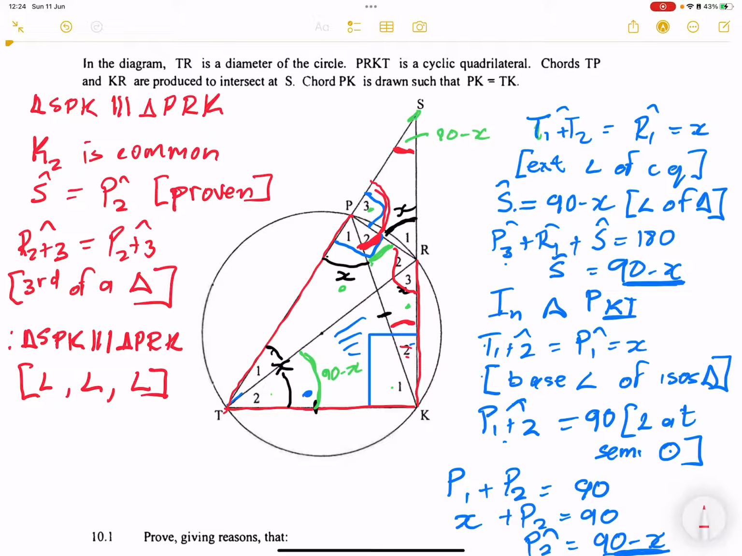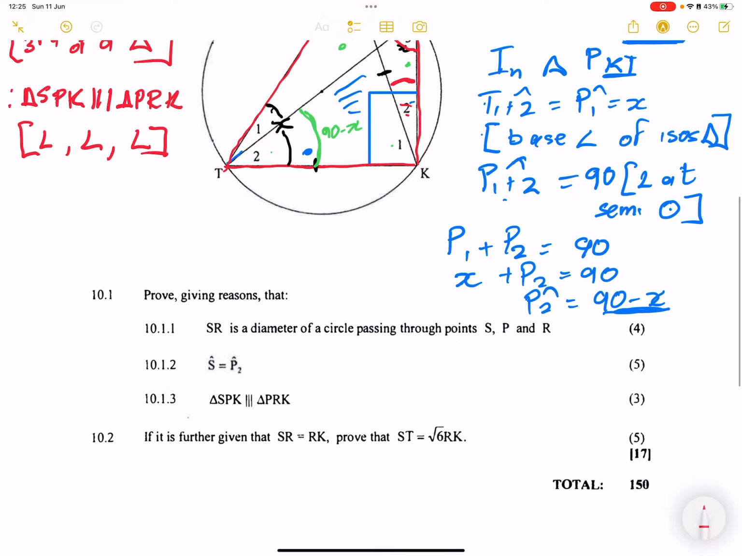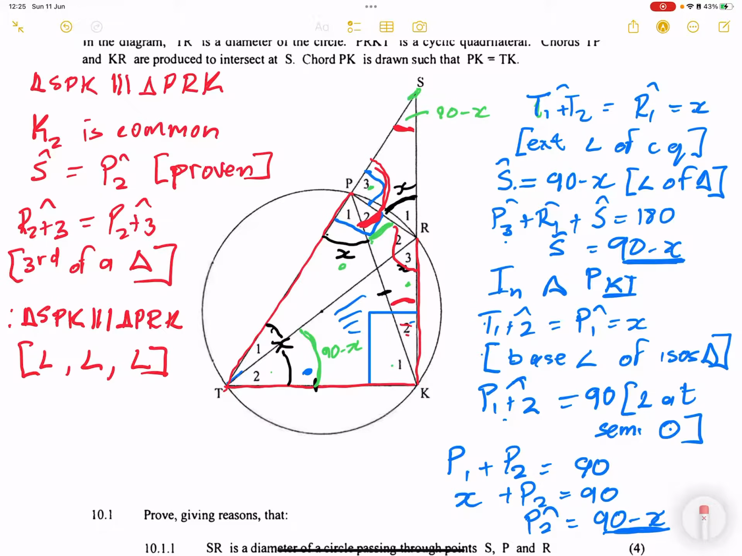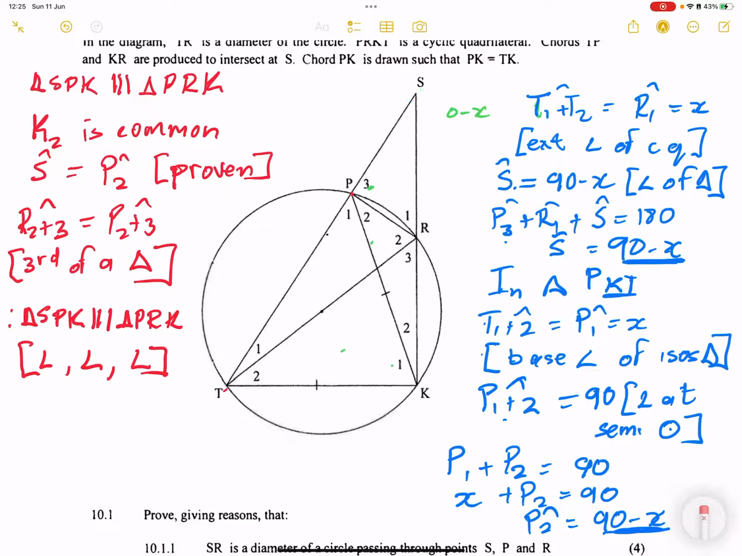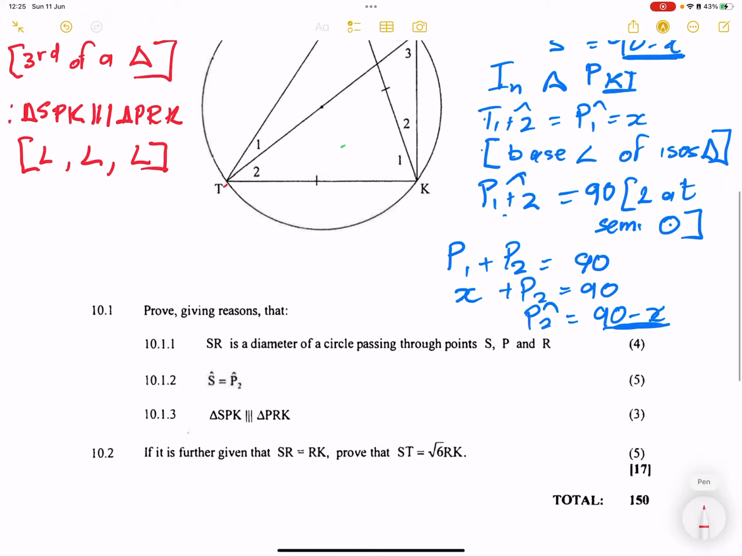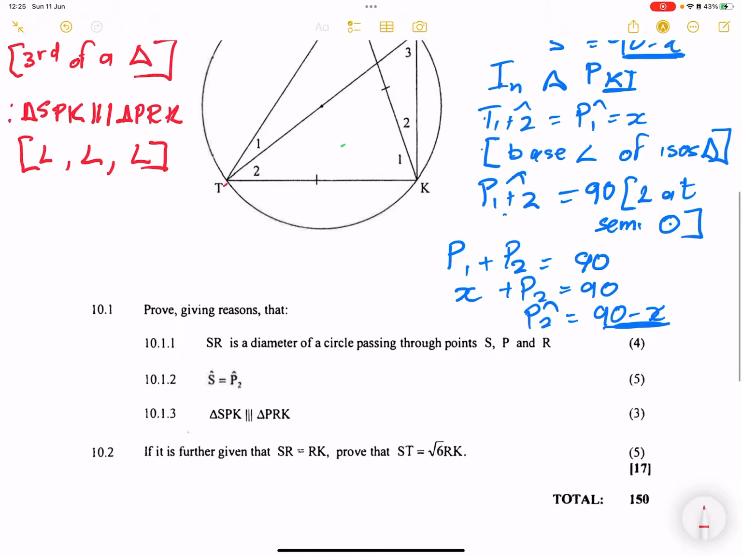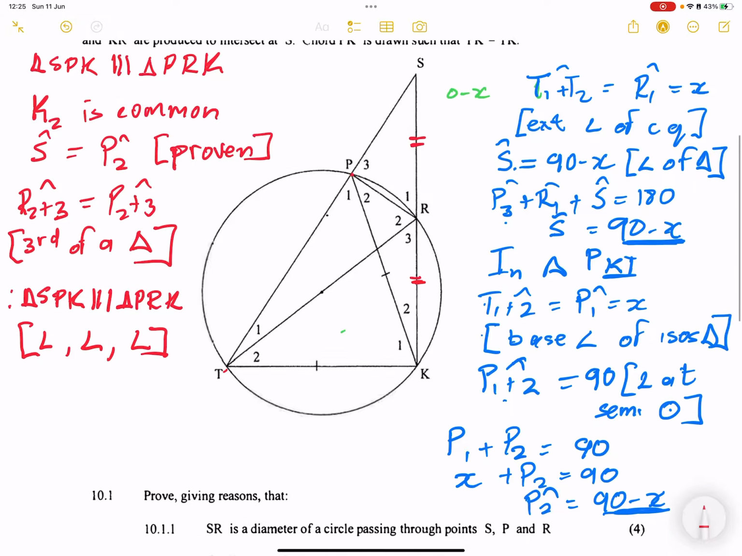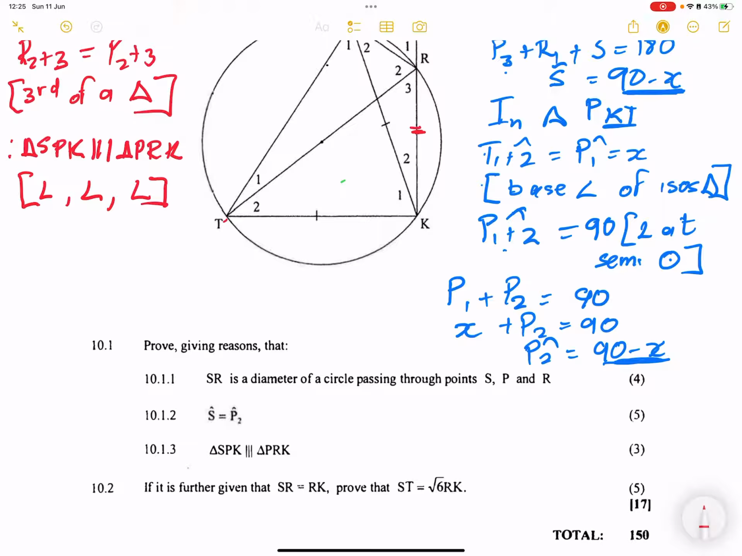Okay, let's go on to the final question. Now they say to us, if it is further given that SR is equal to RK. So what I'm going to do, ladies and gents, if you don't mind, because it does get a little bit confusing when we've got all of those things there, is leave those there. So they say if it is further given that SR is equal to RK, and now they say prove that ST is equal to 6RK.